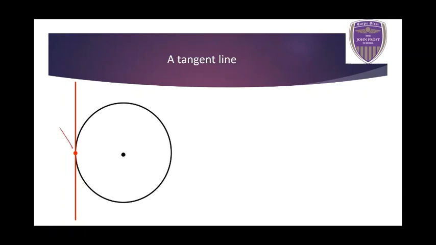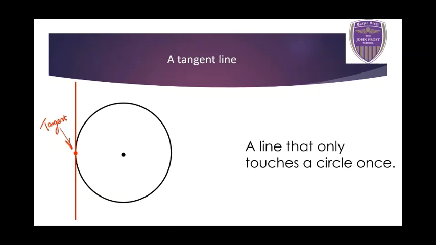So this would be a tangent line. And that is a line that only touches a circle once. Okay, so just like the last circles, if you draw a line anywhere through a circle, it will always touch it at 2 points, apart from the tangent line, which only touches it once. Okay, so that's a really important fact to know about tangent lines.